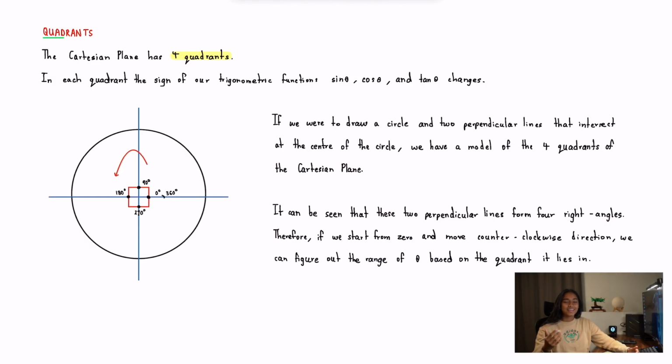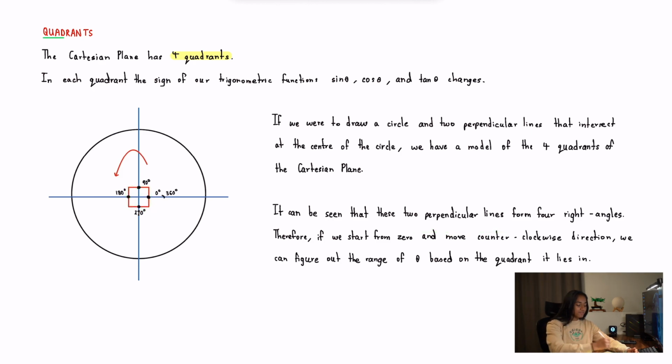Quad means 4, and therefore the Cartesian plane has 4 quadrants. If we were to draw a circle and draw 2 perpendicular lines that intersect each other at the center of this circle, we will then have a model of the quadrants of the Cartesian plane. We can see 4 quadrants here: 1, 2, 3, 4. So it can be seen that these 2 perpendicular lines form 4 right angles. 1, 2, 3, and that's the 4th one, right?